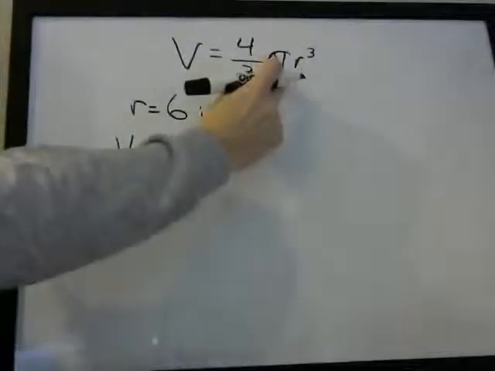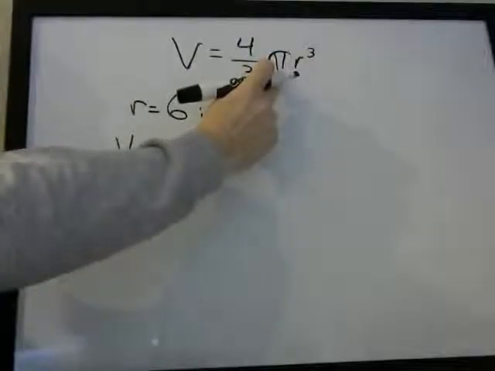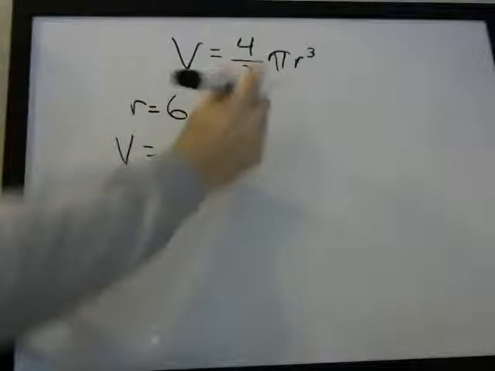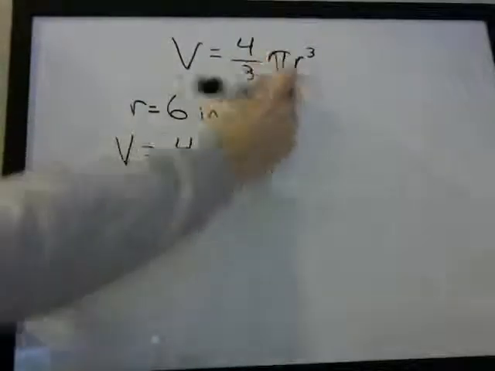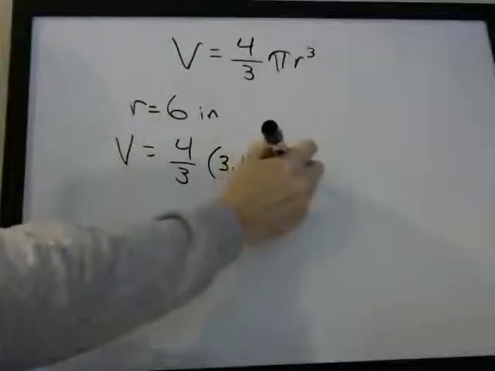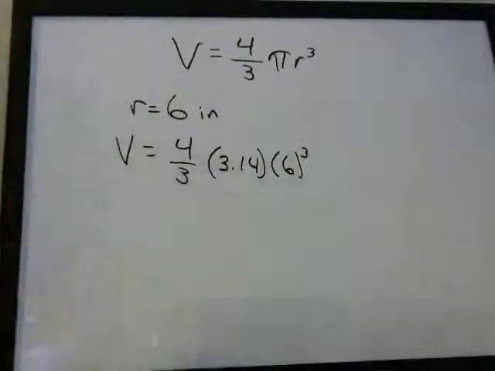Remember, pi is 3.14. It's just a number, but we represent it as a symbol. And that's also on the formula sheet, so you don't need to memorize it, but you need to know pi is just a number. It's 3.14. That's what that symbol is. Times radius cubed. Our radius is 6, so radius cubed.